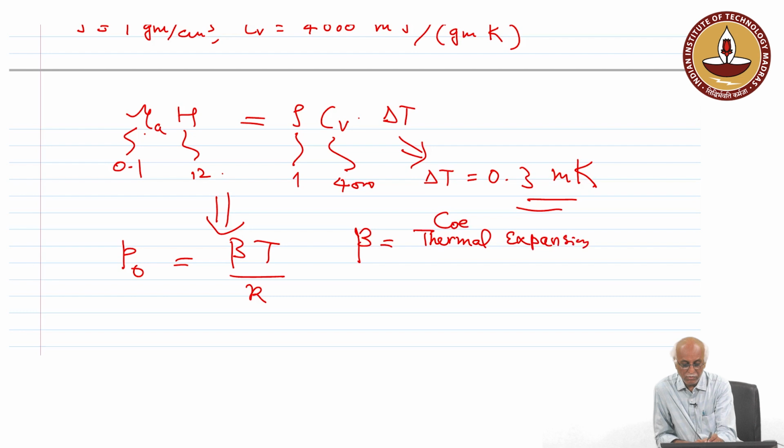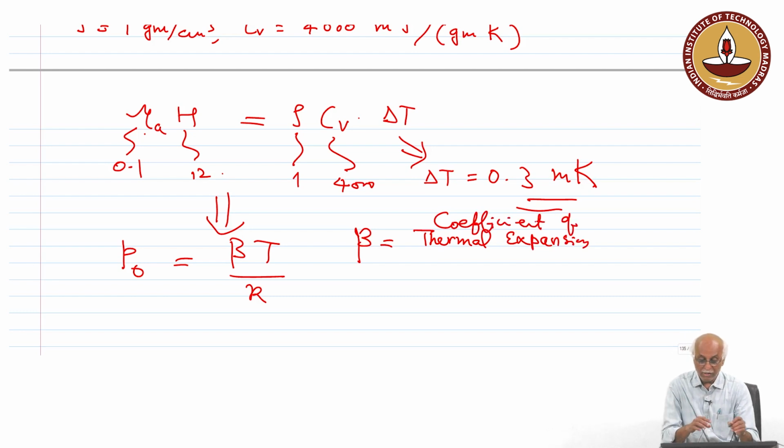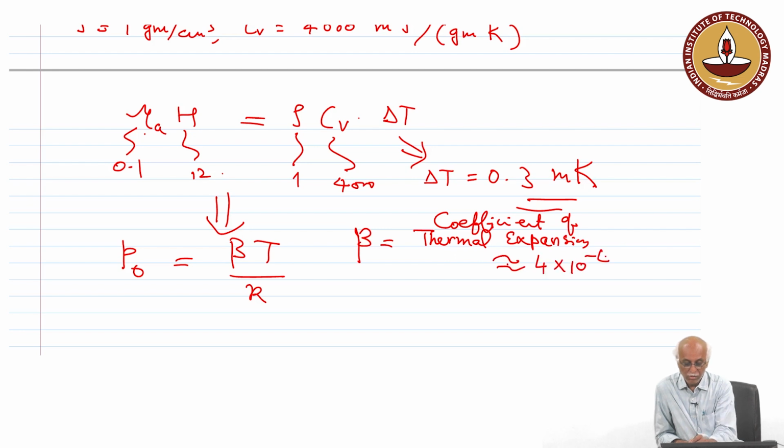It is basically the coefficient of thermal expansion. Because of the temperature rise there is some thermal expansion, and that is given by this beta parameter, which for the tissue is approximately 4 into 10 raised to minus 4 per Kelvin. That is the thermal expansion coefficient, per Kelvin, and kappa is the isothermal compressibility.